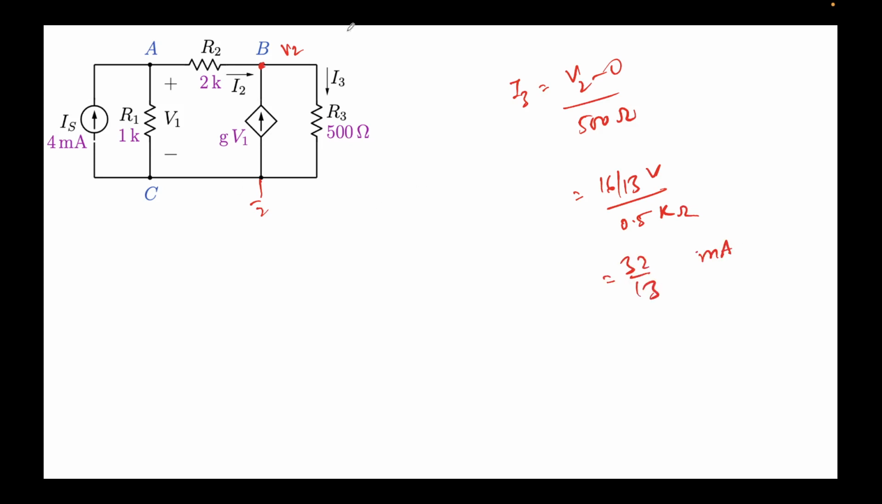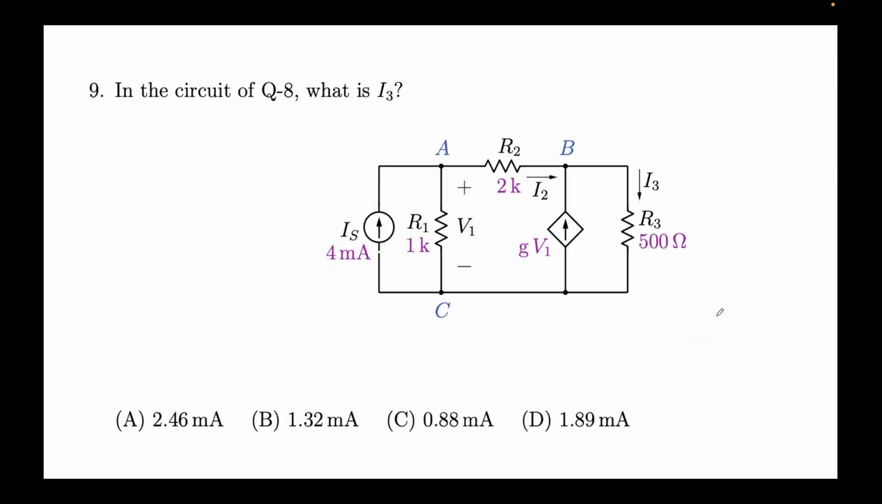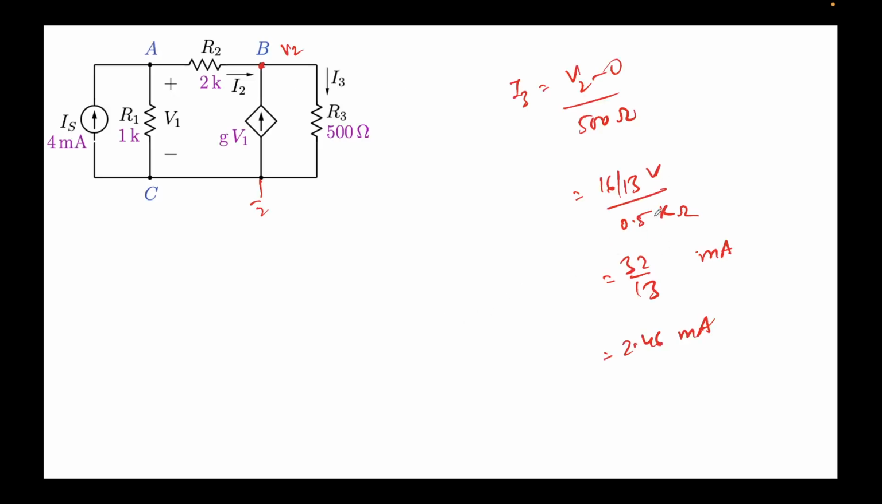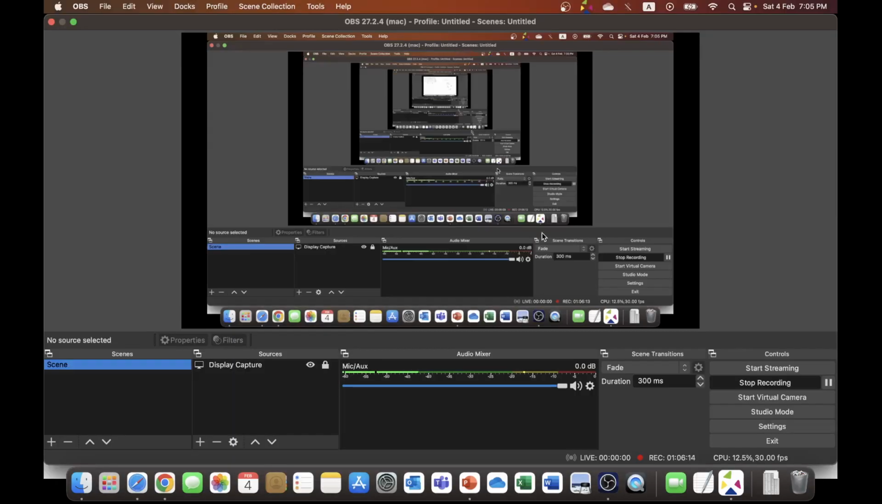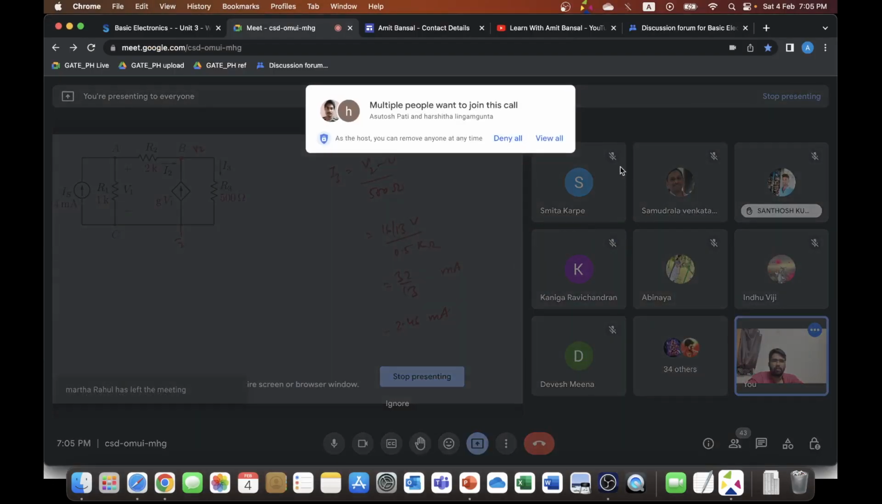Please note that I had already calculated V2 for the last question. I am just placing this value here. I'll use my calculator. 32 by 13 is around 2.46 milliamps. This is question number 9. Answer should be A, 2.46 milliamps. This is what we have obtained over here: 16 by 13 over 0.5 kilo ohms. So that's the complete problem.